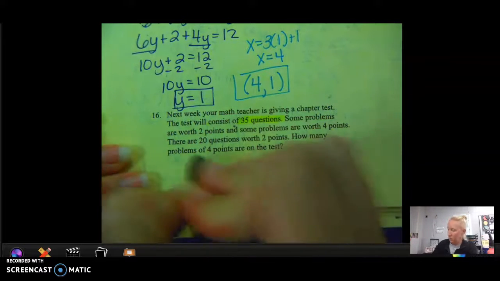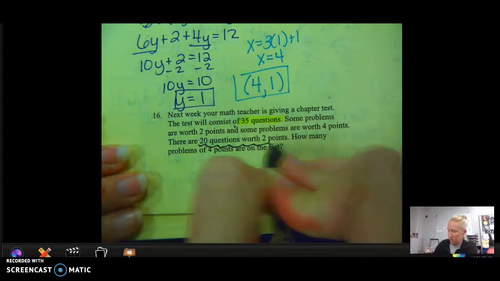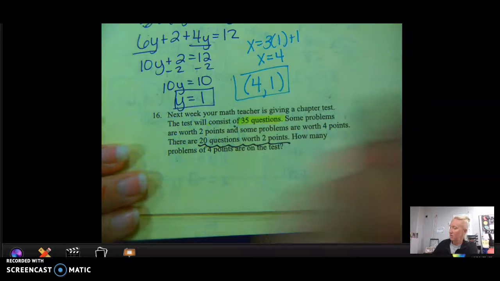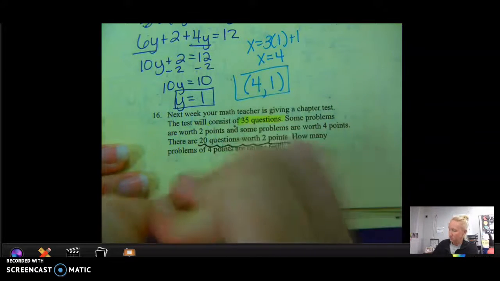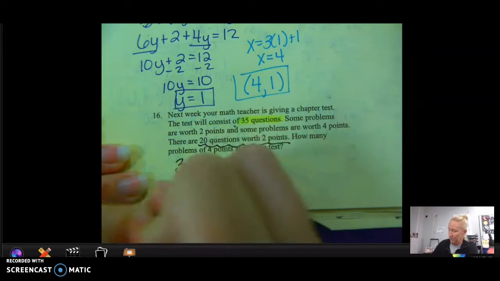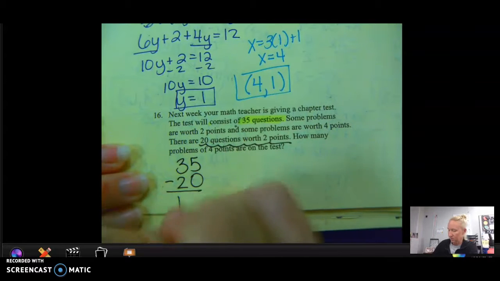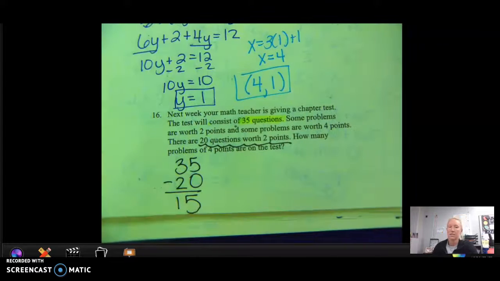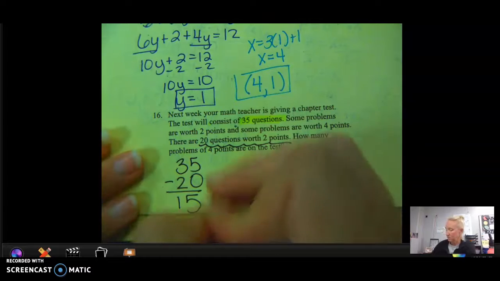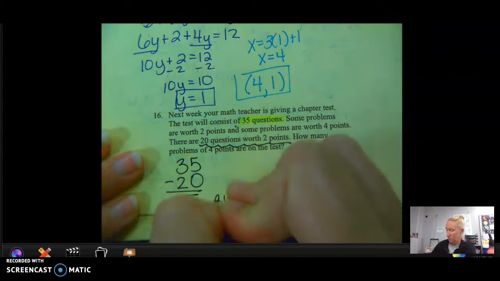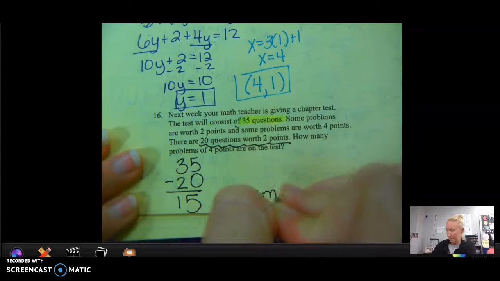So if I have 20 questions worth 2 points, also important information, how many questions does that leave me? 35 minus the 20 leaves me with 15. Are there any problems on the test that are other than 2 points and 4 points? There's not, so that means there are 15 questions that are 4 points, and that's all it is.